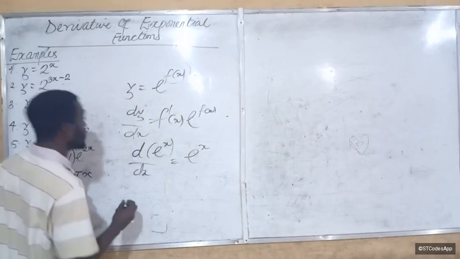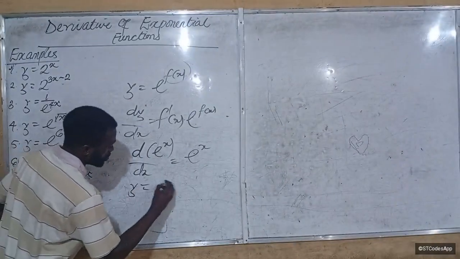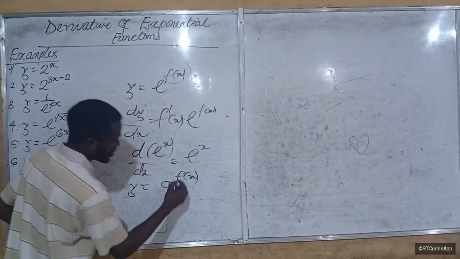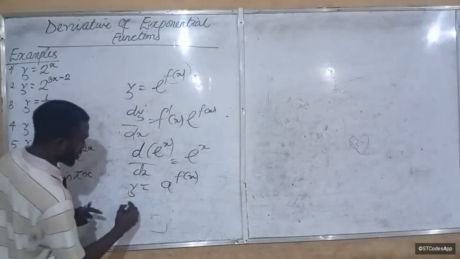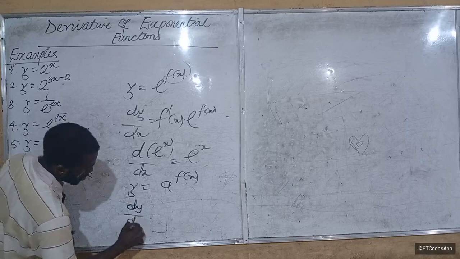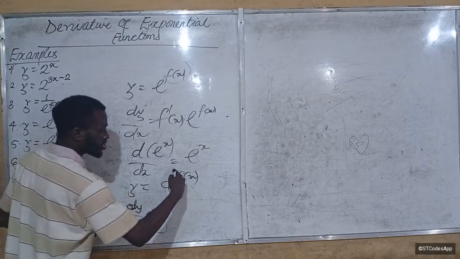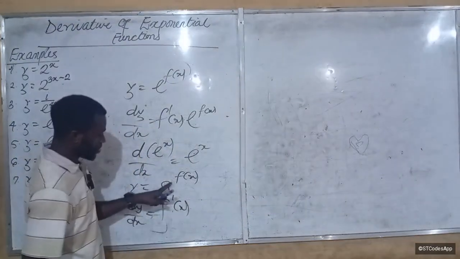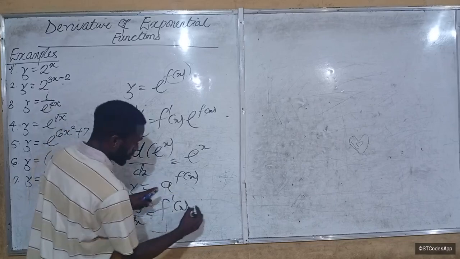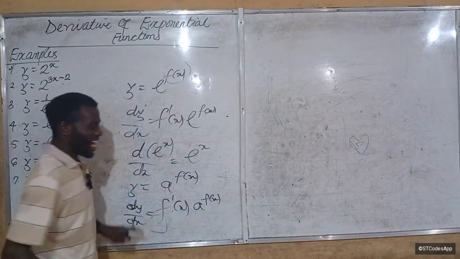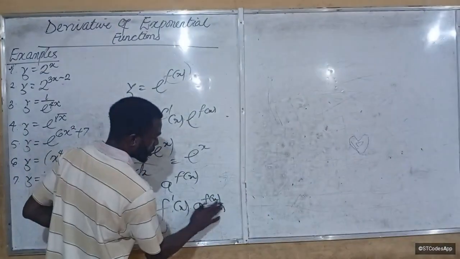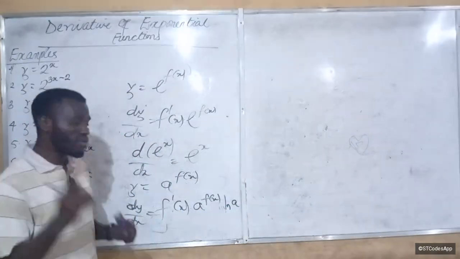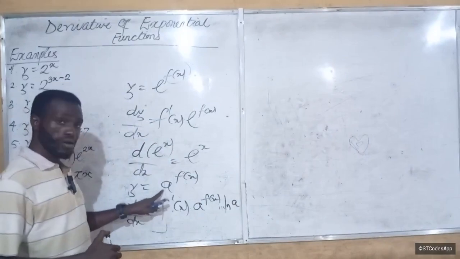Is that clear? Then if y were given to be a raised to power x, for example, or a raised to power f of x, the same thing applies. dy dx will be equal to f prime of x, the derivative of the power, multiplied by a raised to power f of x, and then the natural log of a. Exactly, natural log of the base.